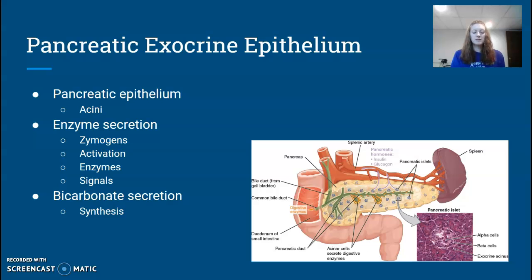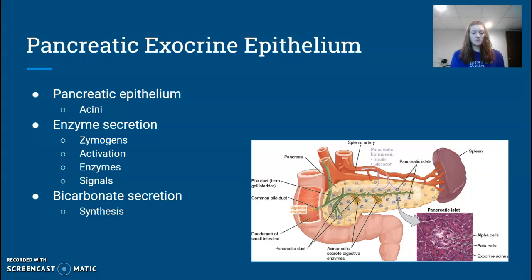The signals for these enzyme secretions include the enteric nervous system, which is stimulated by the distension of the duodenum, neural signals like the parasympathetic stimulation via the vagus nerve, and CCK, a hormone made in the small intestine in response to fatty acids entering the duodenum.